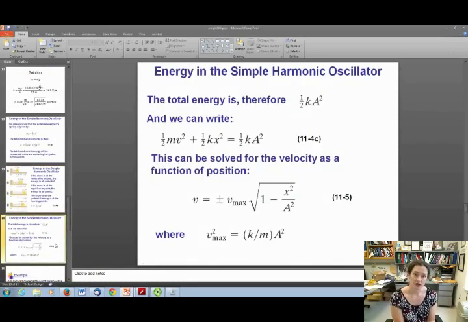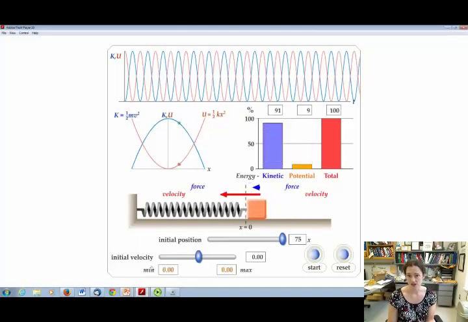Setting 1/2 kA squared, which is the constant energy, equal to 1/2 mv squared plus 1/2 kx squared, you can see that as one gains energy, say the potential energy gains energy, the kinetic energy loses it, but the total energy remains constant, and they just exchange that energy back and forth. Let me show you that in an active figure.